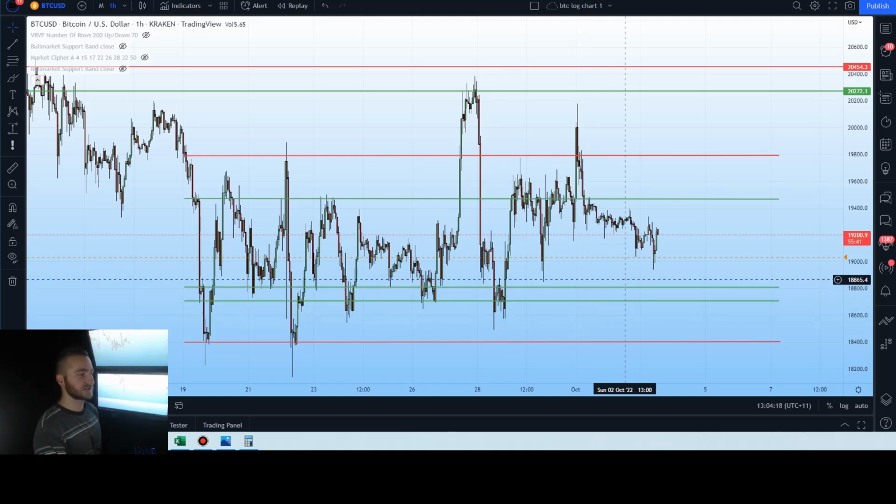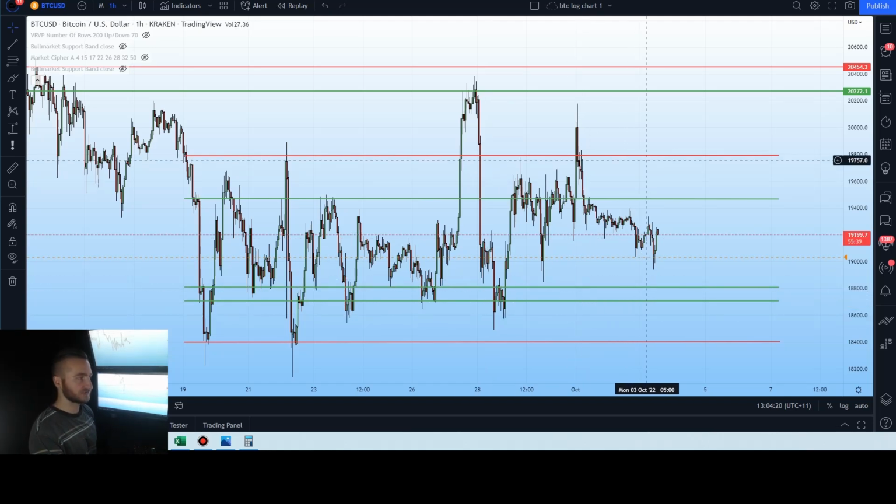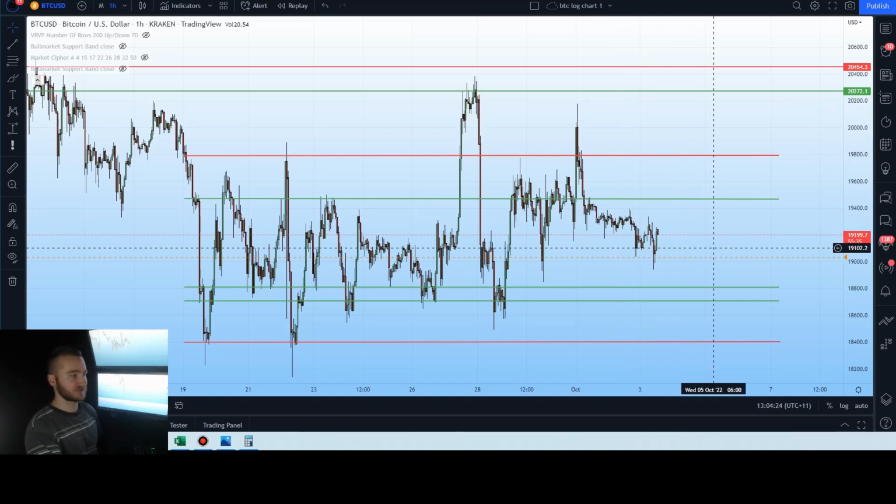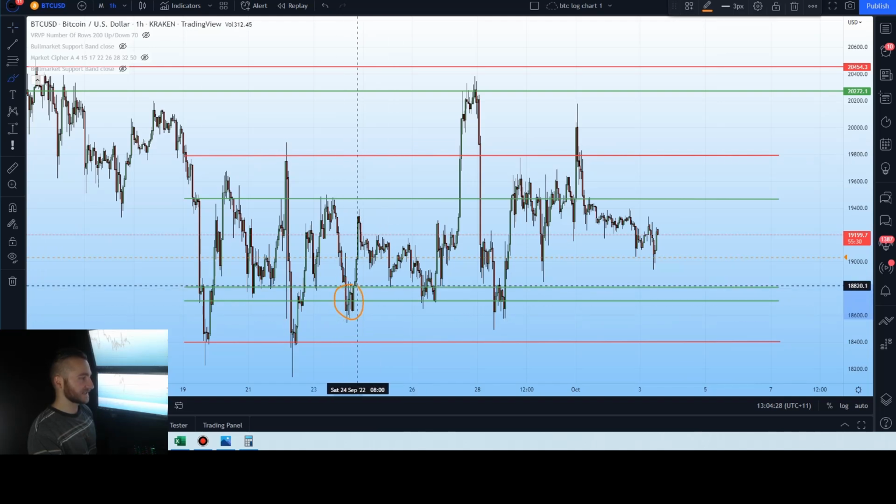Our green lines are the same thing. They are supports and resistances, but they are weaker. They're smaller, less significant, but still do hold relevance. As you can see, they do not generally get respected quite as well as our red lines.